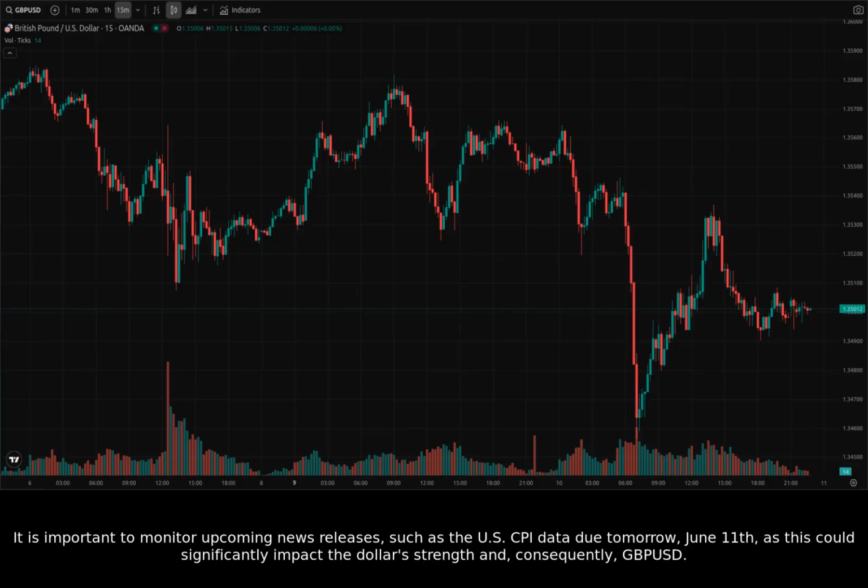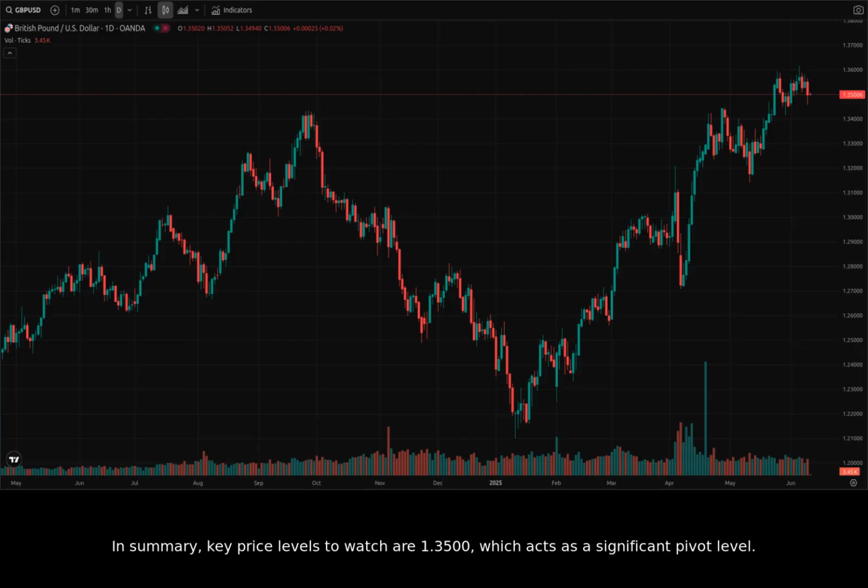It is important to monitor upcoming news releases, such as the US CPI data due tomorrow, June 11th, as this could significantly impact the dollar's strength and, consequently, GBPUSD. In summary, key price levels to watch are 1.3500, which acts as a significant pivot level.